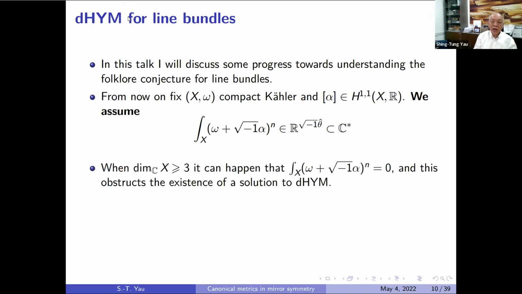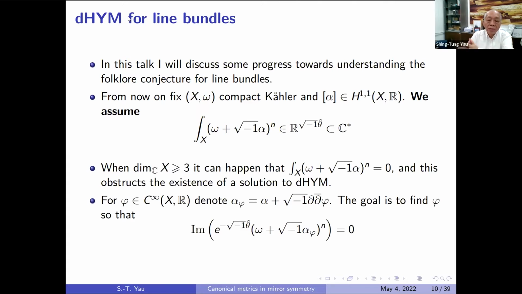Now, of course, it can happen that the integral is equal to 0 in dimension bigger than or equal to 3, and this will be an obstruction to the existence of a solution to the deformed Hermitian-Yang-Mills equation. And this is an obstruction because it is a topological condition. Omega is a Kähler class, and alpha is a cohomology class. This defines a condition on omega and alpha, so that a solution would not exist. But besides that, we'd like to know what else could be an obstruction.